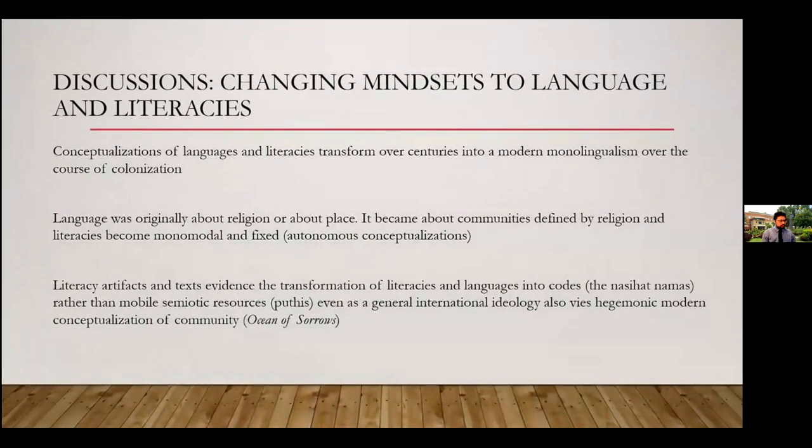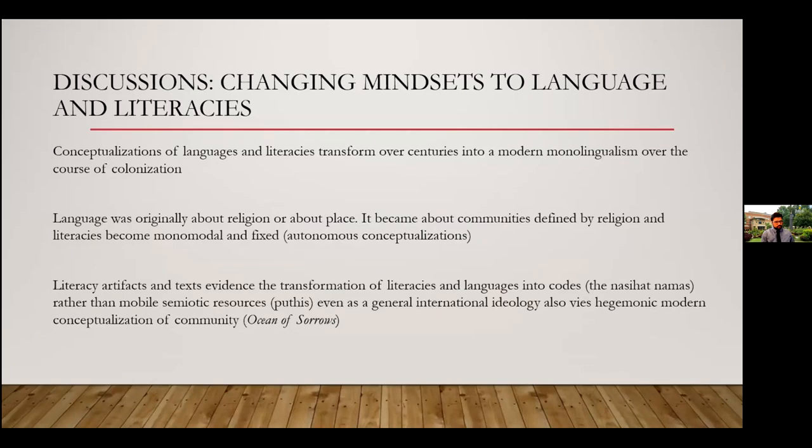So from these three examples and three phases, you can see the changing mindsets of language and literacy. That is, conceptualizations of language change into modern monolingualism over the course of colonization. You can see that originally language was prioritized by religion or place. It became only about communities that are using it, defined by religion and literacies and monolingualism post 19th century.